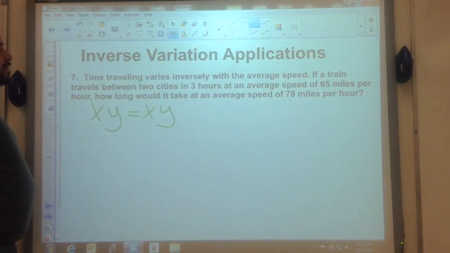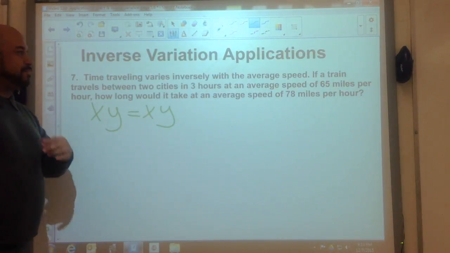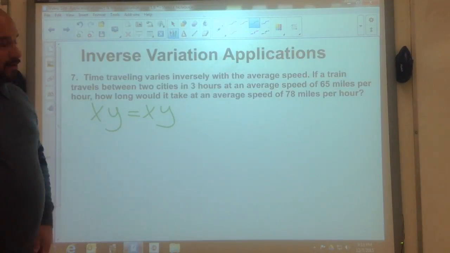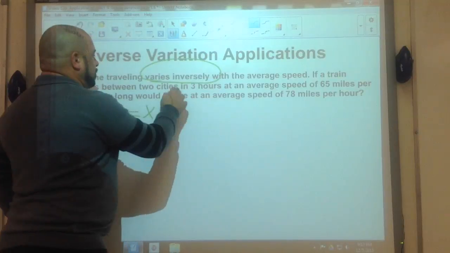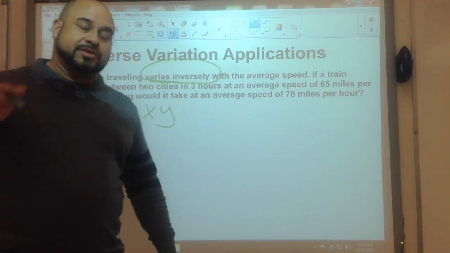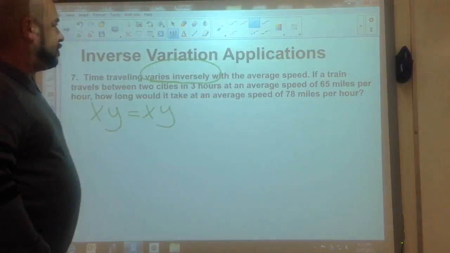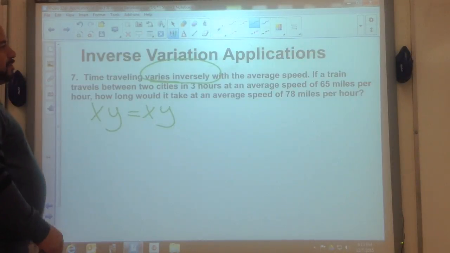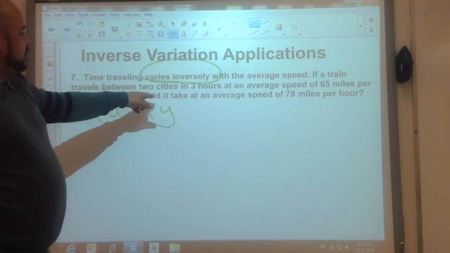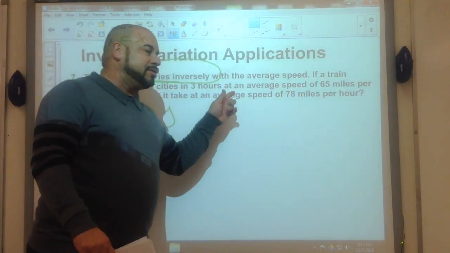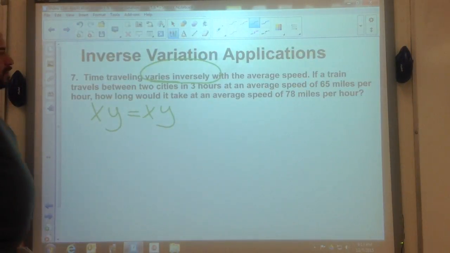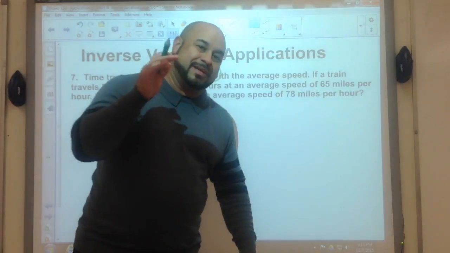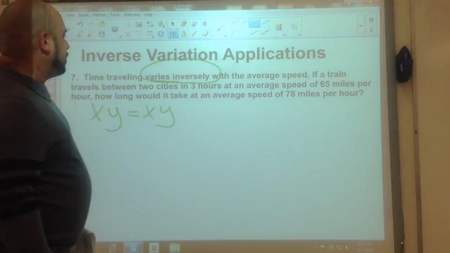I'm doing number 7 on page 6. Time traveling varies inversely with the average speed. Again, this is how you know which one you're going to use. Make sure you read the question. If a train travels between two cities in 3 hours at an average speed of 65 miles per hour, how long would it take at an average speed of 78 miles per hour?